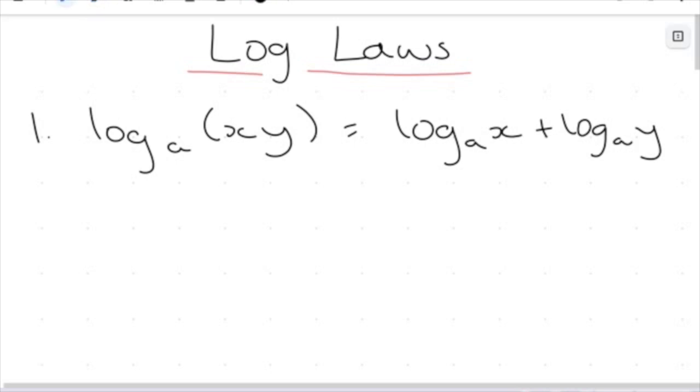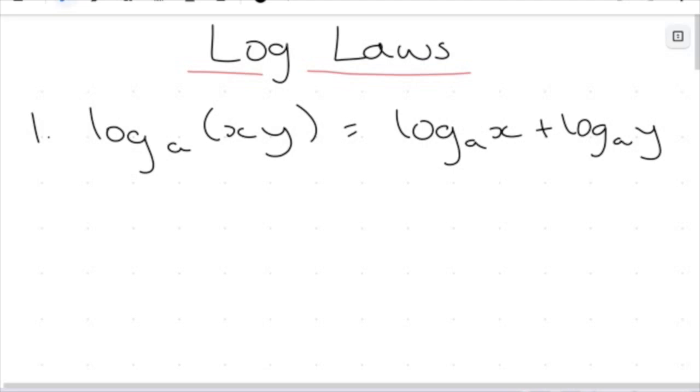Now, this first one we're going to go through together so you can see how we can go about deriving these. And then I'll give you a chance to pause for some of the later ones and see if you can derive these yourself using the same logic.